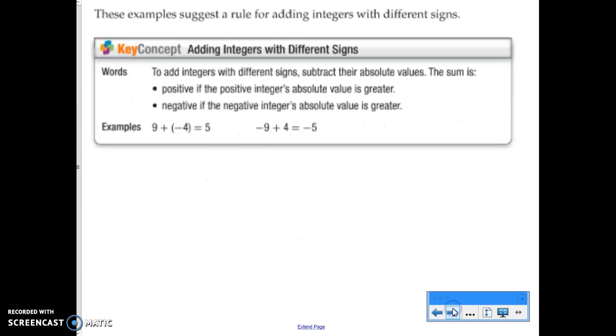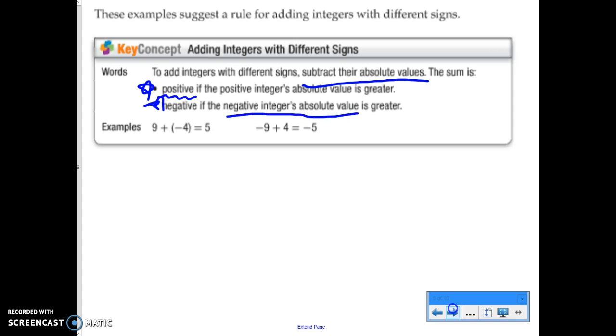Okay. These examples suggest a rule for adding integers now with different signs. So we know with same signs, we carry the same sign into our sum. Okay? When we add integers with different signs, we have to subtract their absolute values, and the sum is positive if the positive integer's absolute value is greater. So I'll explain what that means in a second. And then it is negative if the negative integer's absolute value is greater.